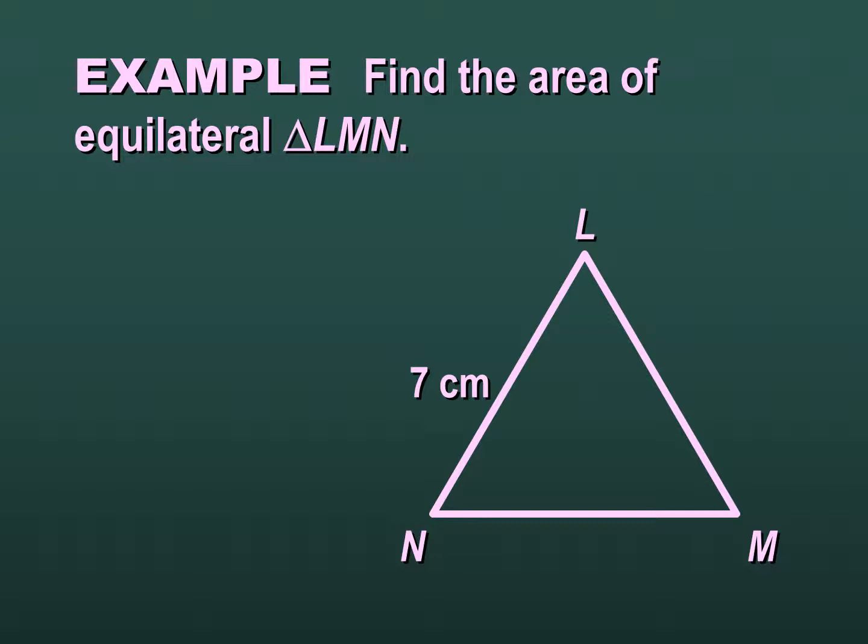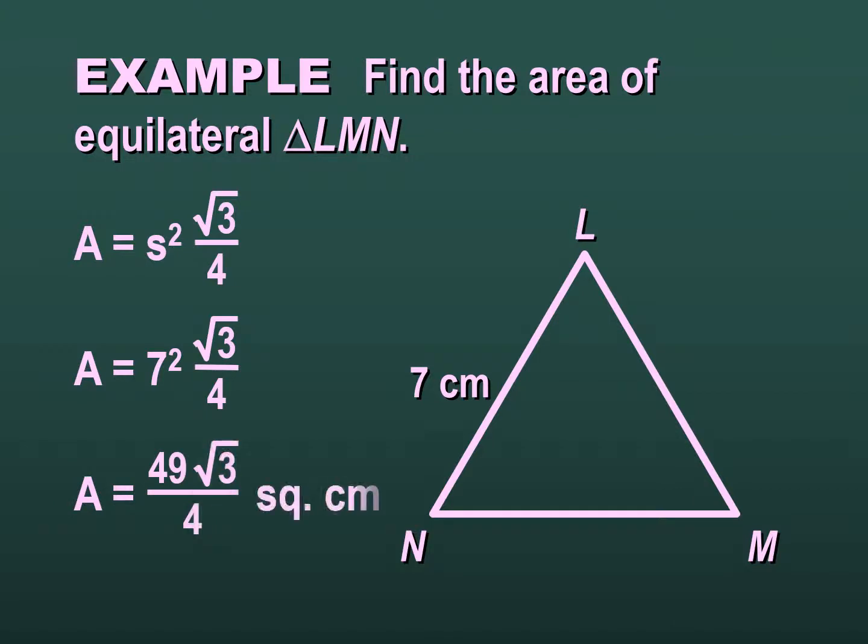So let's try to find the area of this equilateral triangle LMN. So one of our sides is equal to 7, so we can use our formula. Area is equal to one side squared times the square root of 3 over 4. So we'll plug in 7 for s, so 7 squared is 49. So our answer is 49 times the square root of 3 over 4. And you can go ahead and leave it just like this. You do not have to plug that into your calculator. It doesn't simplify, so this is the answer.